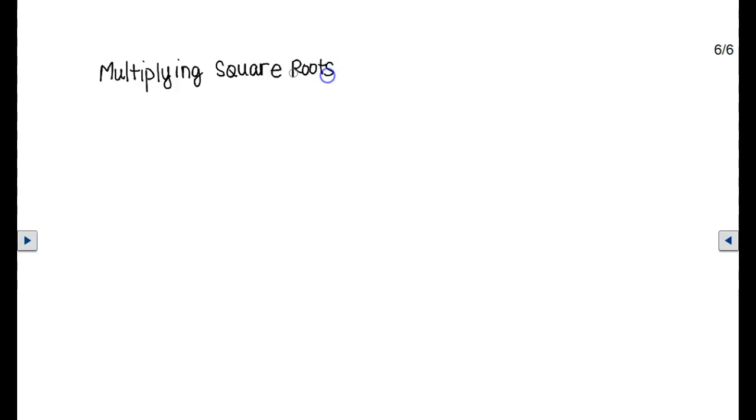So I would suggest before we get started that you grab your perfect squares list that you've made and have that handy. Now, multiplying square roots is actually a pretty simple process, and it requires that we do 3 steps.